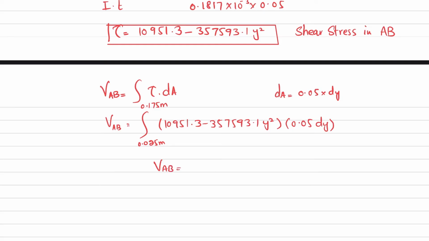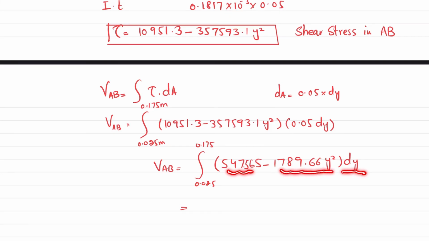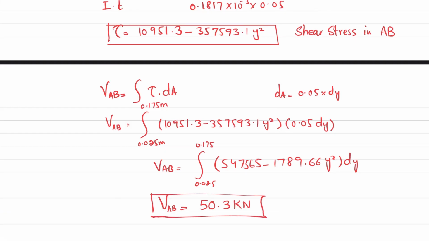So VAB is equal to the integral from 0.025 meter to 0.175, and upon simplification it is (547.565565 minus 1789.66 y square) into dy. Now it's very easy. You can take the integral of the first term into dy, and then the integral of the second term into dy, and you can take the limits, and at the end you will get the shear force comes out to be 50.3 kilonewton. I hope you can do this part, so I am skipping it because it will also take time and you will be able to solve it.